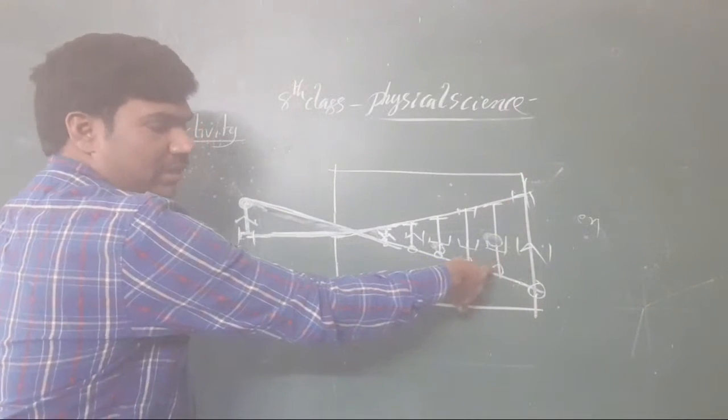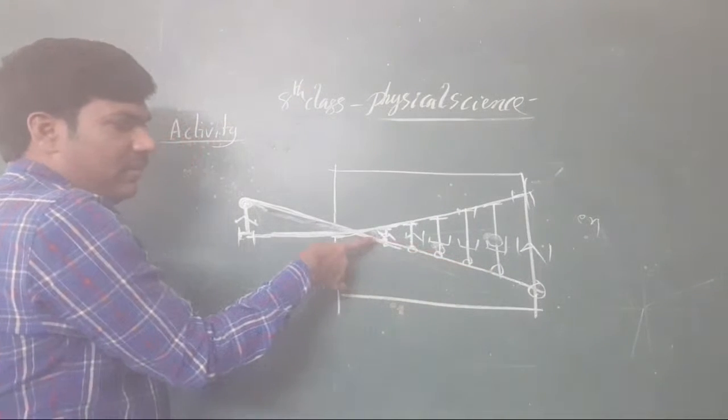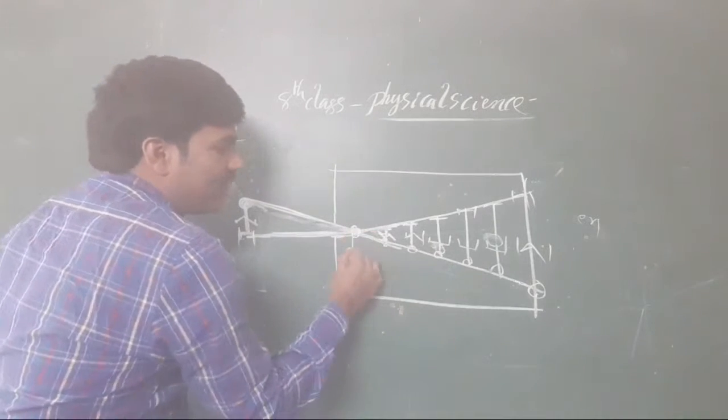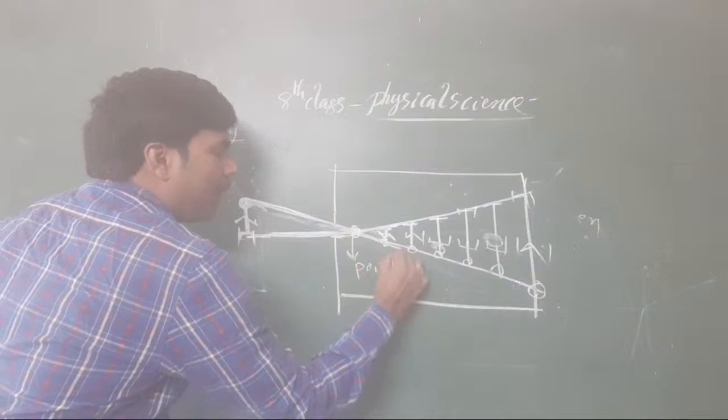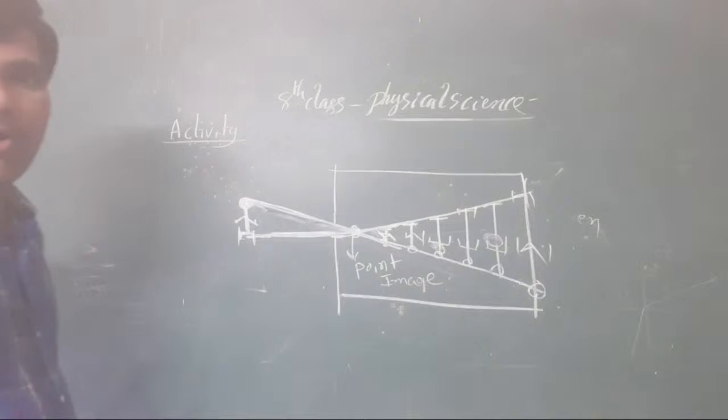If your screen is here, you get it like this. Your screen is here like this. Your screen is here like this. Your screen is here like this. Here, what will we get? This image becomes a point image. It is called a point image. I hope you got it.